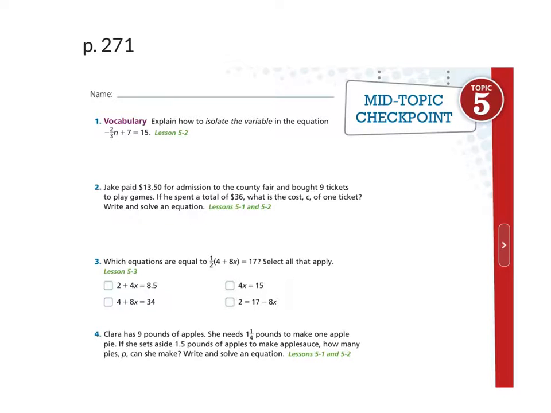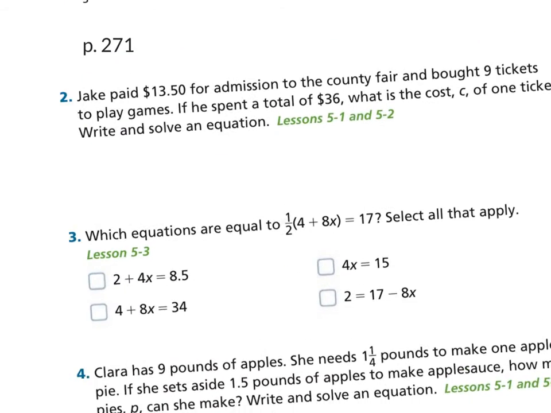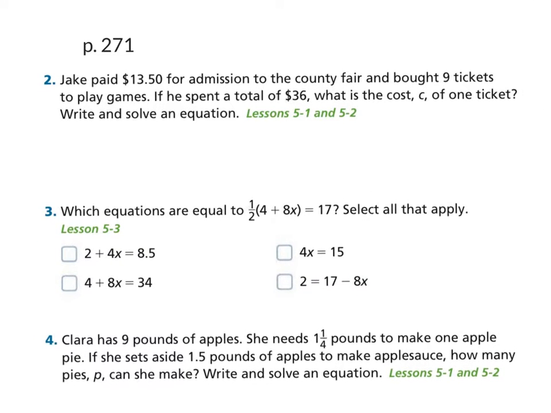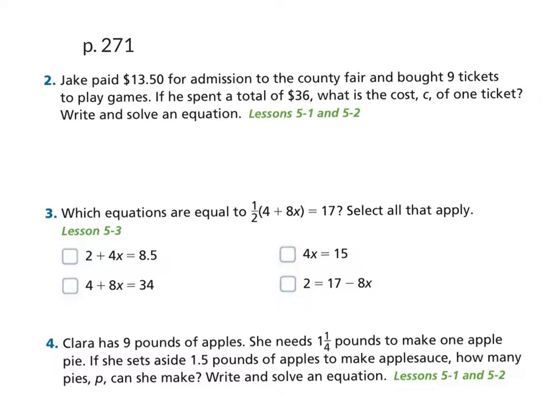Number 2, page 271. Jake paid $13.50 for admission to the county fair, bought 9 tickets to play games, and spent a total of $36. What's the cost C of 1 ticket? Write and solve an equation.